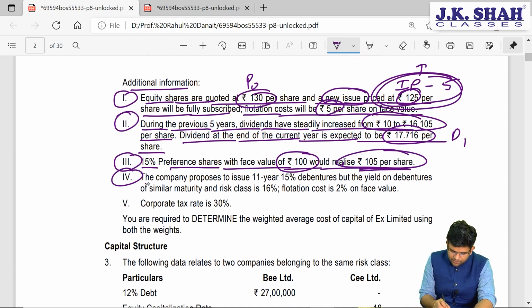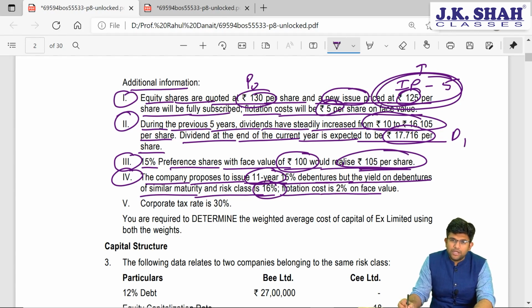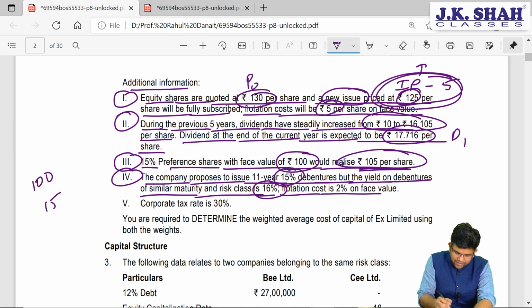They are saying the company proposes to issue 11-year 15% debentures, but the yield on debentures of similar maturity and risk class is 16%. Flotation cost is 2% on face value. Now I'll tell you what is happening here. Students, if I assume that this debenture's face value is rupees 100, the interest, the coupon rate being 15%, will be 15, correct?